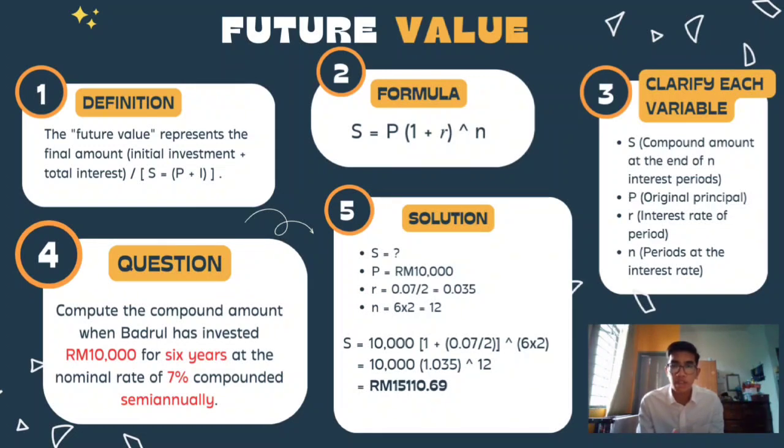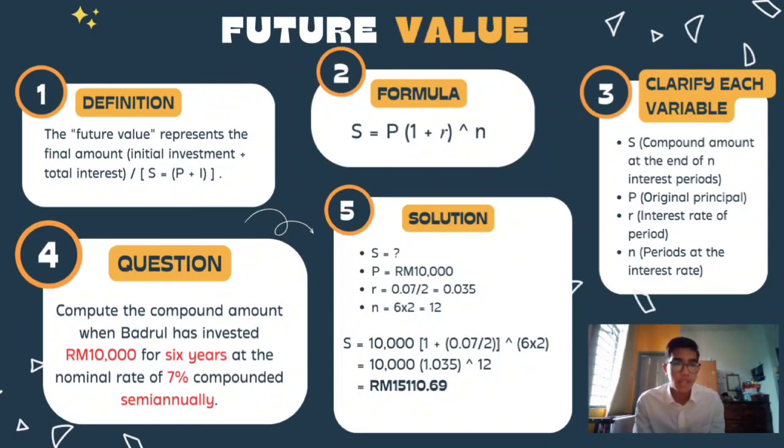N. And let's clarify each variable for the formula. S represents the compound amount at the end of an interest period, P the original principal, R the interest rate per period, and last but not least, N represents the number of periods at the interest rate. And let me move to the question.